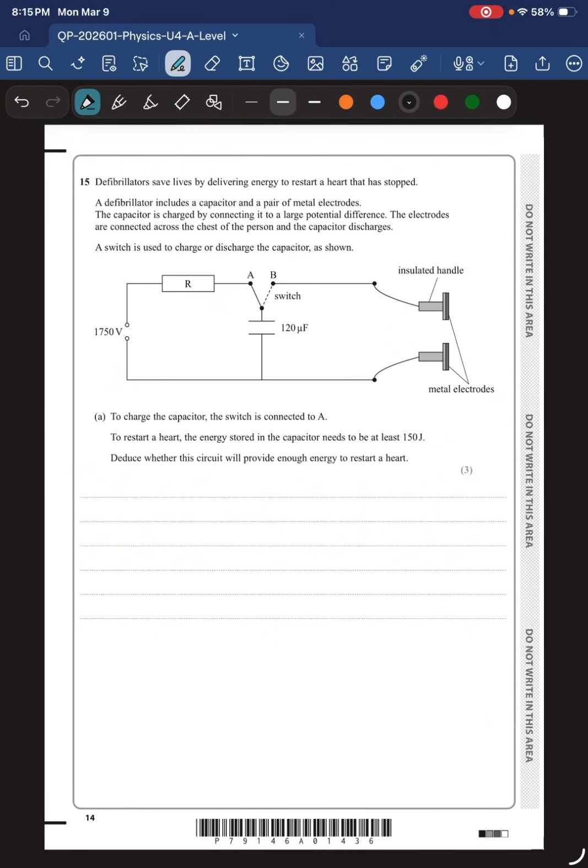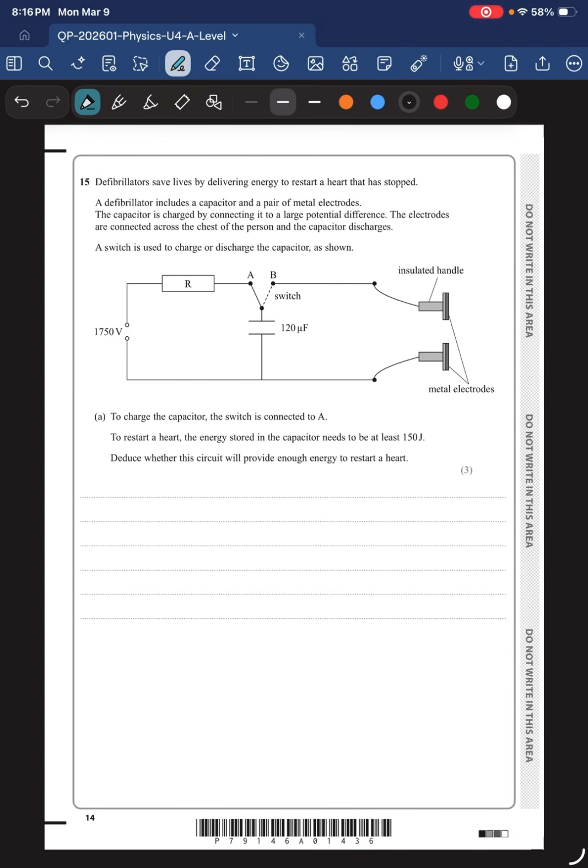15. Defibrillators save lives by delivering energy to restart a heart that has stopped. A defibrillator includes a capacitor and a pair of metal electrodes. The capacitor is charged by connecting it to a large potential difference. The electrodes are connected across the chest of the person, and the capacitor discharges. That sounds terrifying. A switch is used to charge or discharge the capacitor as shown.